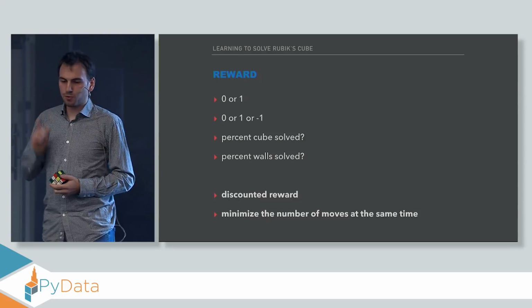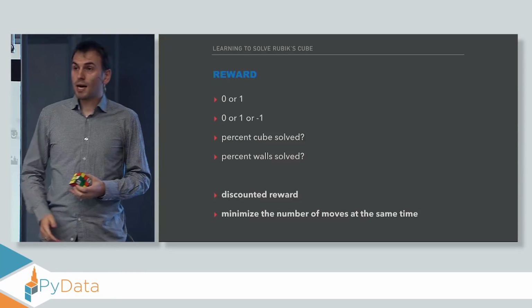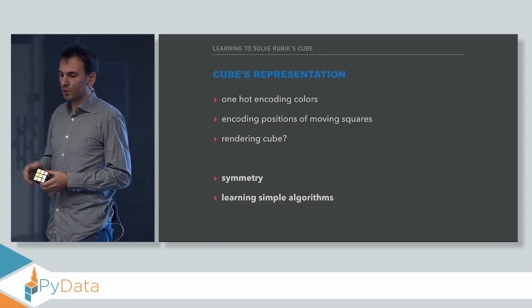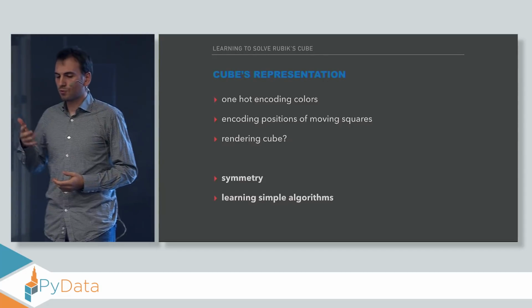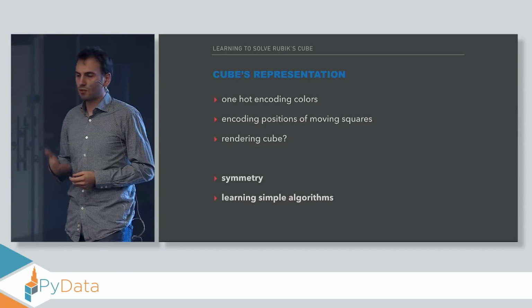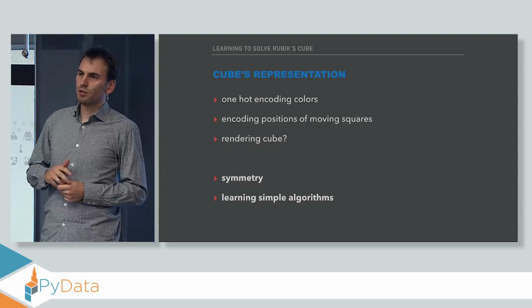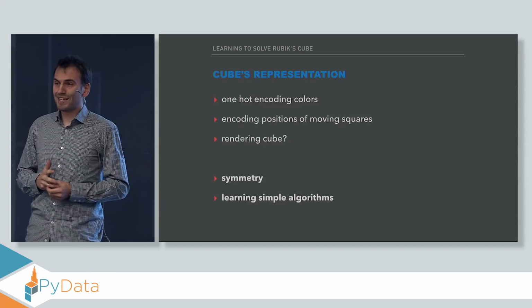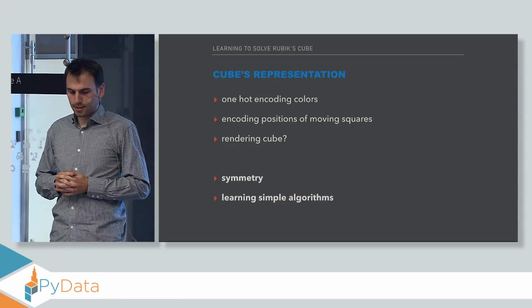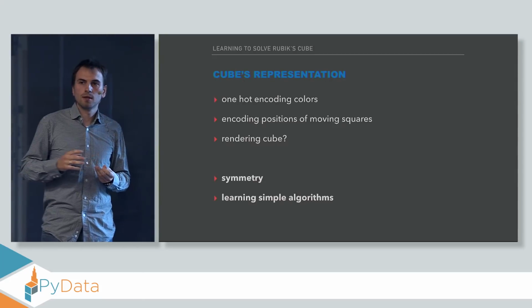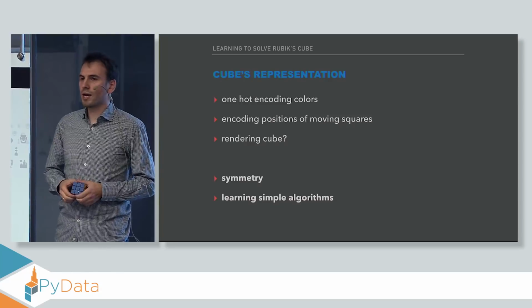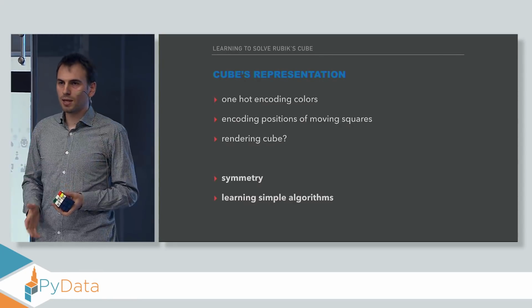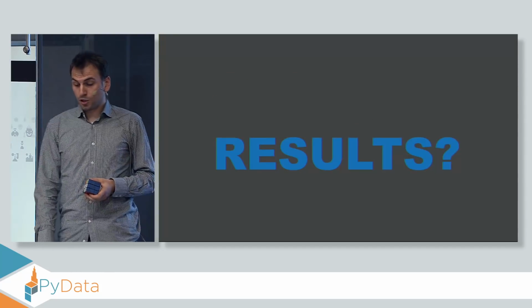You can think of why this reward is bad. And at the same time, you want to minimize the number of moves. And there is yet another problem when you start to analyze what the cube is and how this neural network should learn to solve the cube. The representation is kind of hard also, because you start with one-hot encoding colors, because usually one-hot encoding is better than plain numbers. But then you realize that the states you get are changing in a weird way when you represent it this way. Because you want to represent the cube using the symmetry, so that learning simple algorithms is easy for the cube. So what are the results?